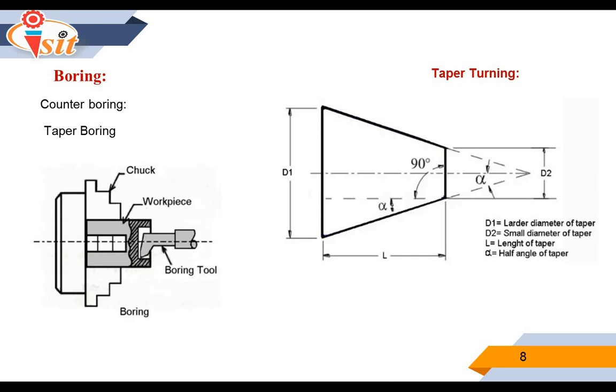So the cone, that is K, is also calculated. K is equal to capital D minus small d divided by l to produce the taper on the workpiece. Here also in this diagram you can see that D1 is the larger diameter of the taper, D2 is the smaller diameter of the taper, L is the length of the taper, and alpha is the half angle of the taper.